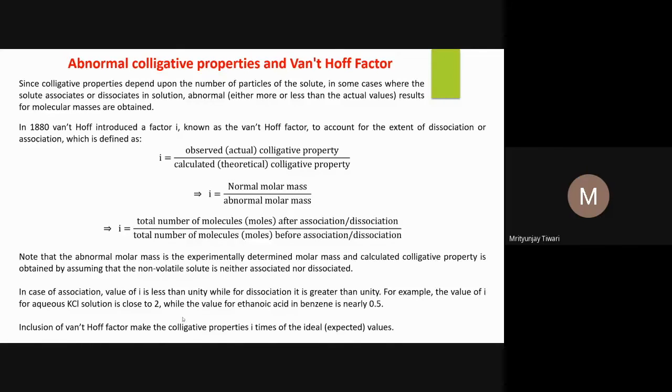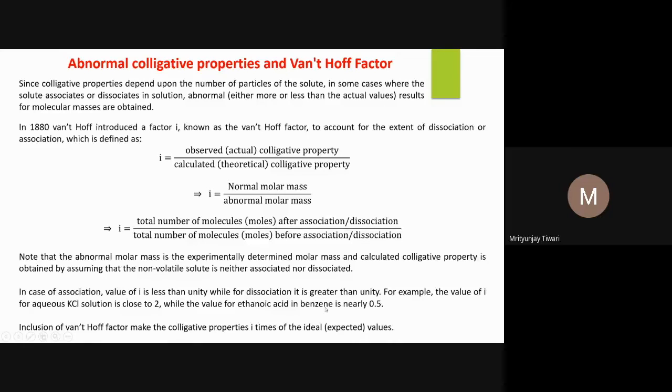In the case of association, the value of i is less than unity, which we know. In the case of dissociation, the value of i will be more than one, because if dissociation is happening, the total number of particles observed will be more than the number of real particles before dissociation. If it gets associated, the total number is less than the number of moles that was present before the association or dissociation.